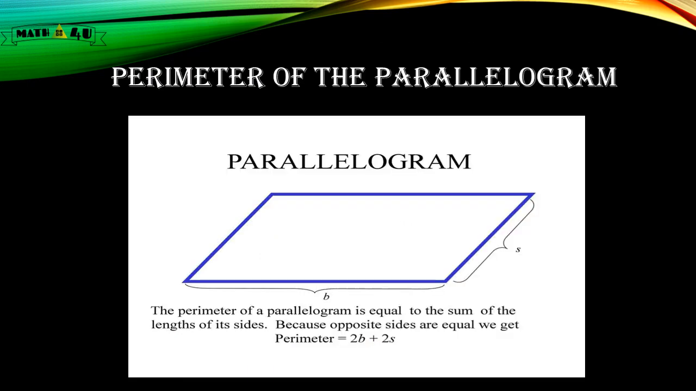Perimeter of the parallelogram. The perimeter of a parallelogram is equal to the sum of the length of its sides. You have to add all the 4 sides. Remember that in a parallelogram, opposite sides are equal.